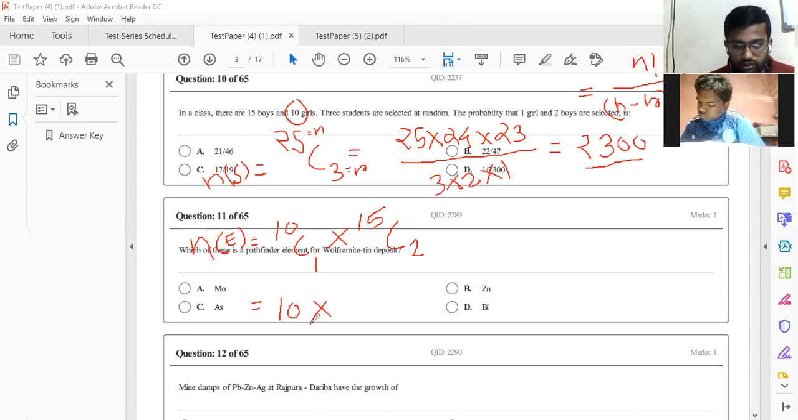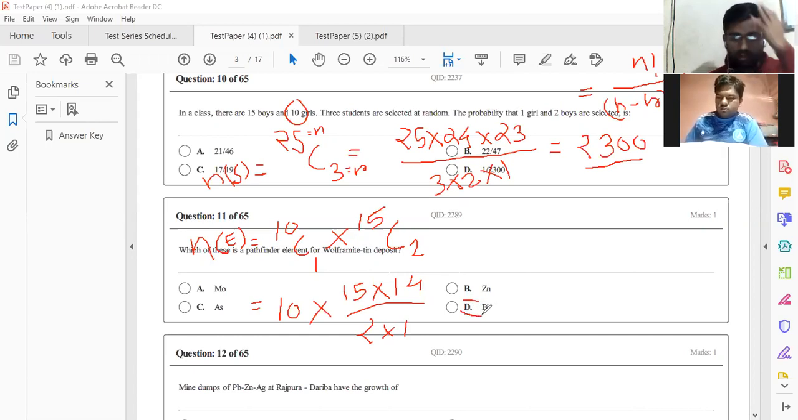multiplied by 15C2 means 15 को दो बार लिखोगे. 15 multiplied by 14 divided by 2 multiplied by 1. Okay, so if you calculate this you will get 1050.